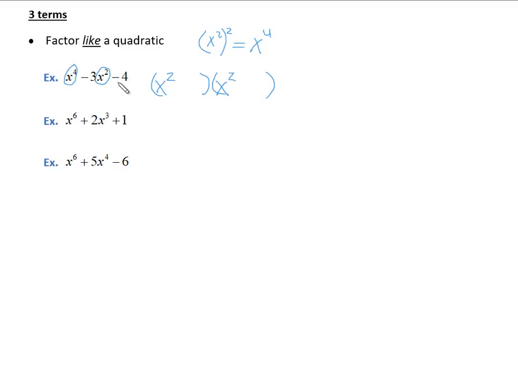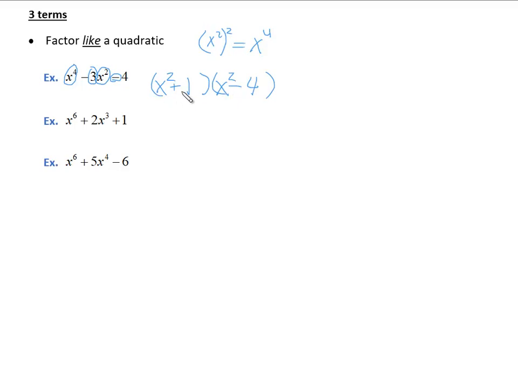The factors, let's see, what does this -4 tell me about my signs? It tells me they're opposites. And the factors of 4 that subtract to 3 are 4 and 1. And to add up to -3, the 4 must be negative and the 1 must be positive.